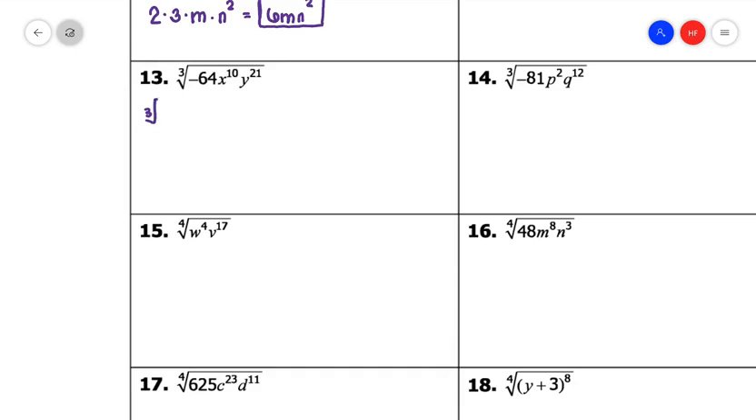So we have negative 1 times 2 to the 6th, times x to the 10th, times y to the 21st. So we'll take that x to the 10th. It's the only one that's not a multiple of 3. We've got negative 1 times 2 to the 6th times x to the 9th, since 9 is a multiple of 3, we would need one more power of x, times y to the 21st power.